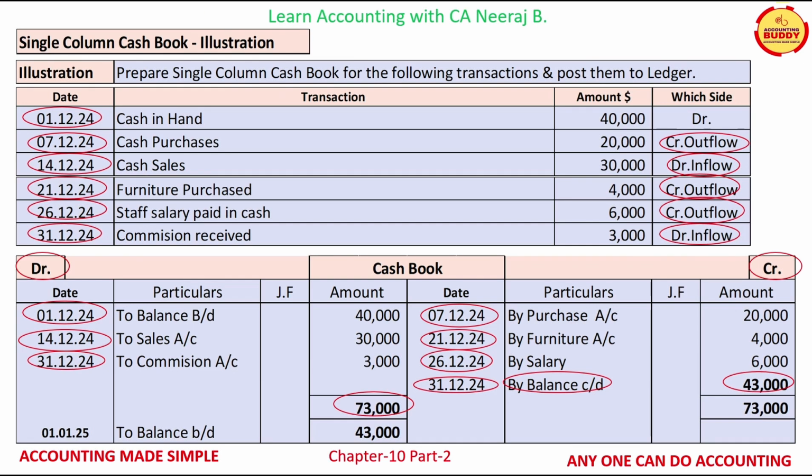This will make the total of the right hand credit side also $73,000, and thus the cash book is said to be balanced. The closing balance on the last day of December, that is 31st December, will become the opening balance on first day of January 25 and will be shown on the left hand debit side of the cash book by writing the words "to balance brought down."